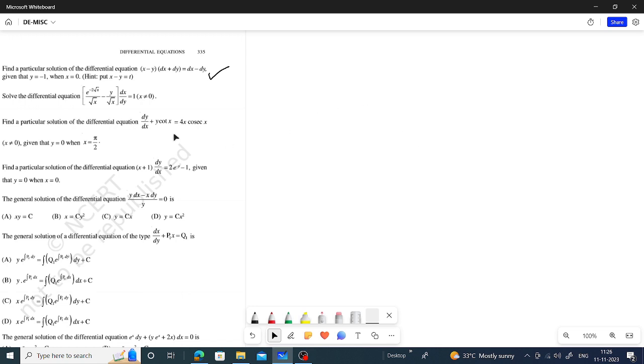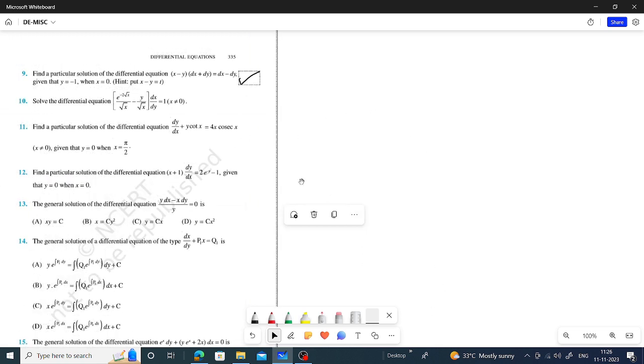Question number 9. Find the particular solution of the differential equation (x minus y) dx plus dy equal to dx minus dy. And the values are given, y is equal to minus 1 and x is equal to 0. Particular solution we have to find out. Now we have been given a hint here. We have to put x minus y is equal to t.